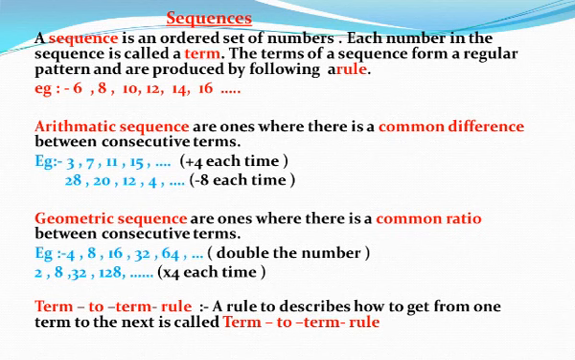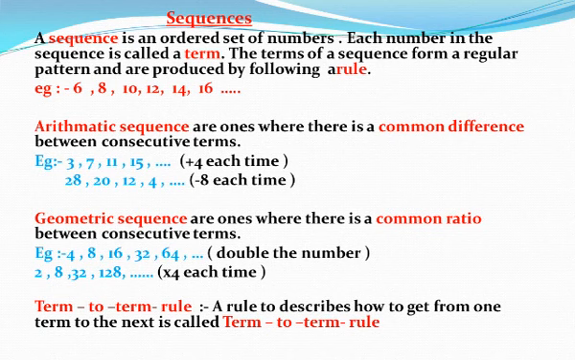There are two types of sequence: arithmetic sequence and geometric sequence. Arithmetic sequences are ones where there is a common difference between consecutive terms. This can be positive or negative. For example, the common difference is positive 4, positive 5, positive 8, etc. Or negative 5, negative 8, negative 10, etc.